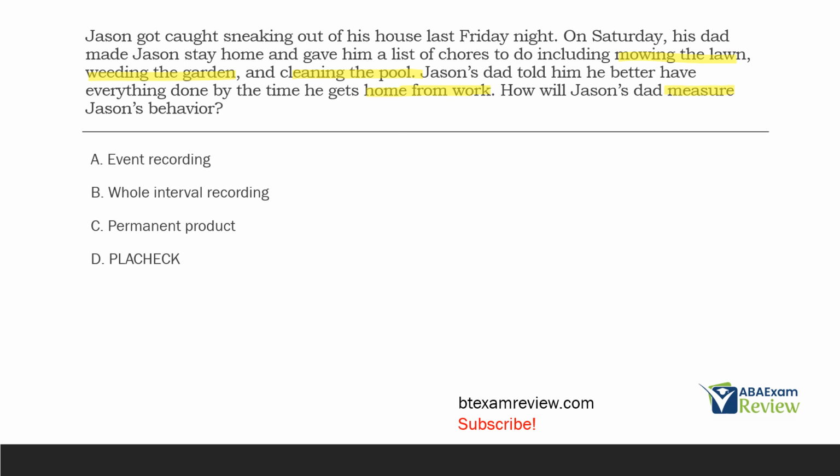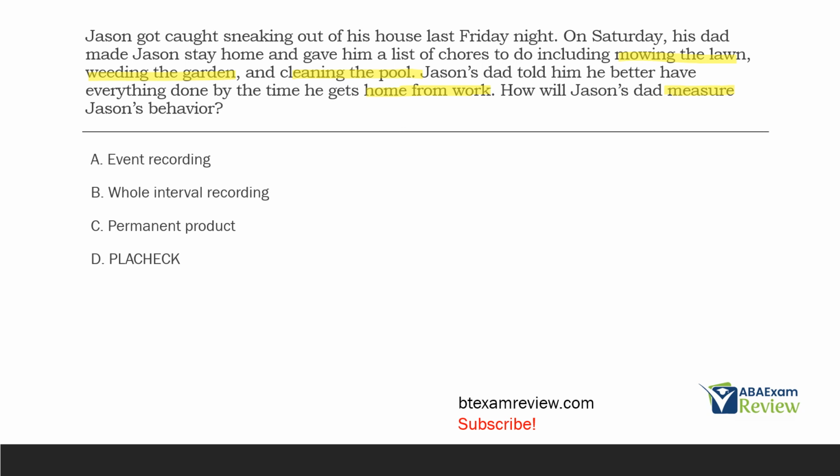Well, event recording is essentially recording every time something happens. It's more or less frequency recording during a functional behavior assessment. And in order to do event recording, Jason's dad needs to be present and taking some sort of count or frequency data. But Jason's dad is not there, so he can't take event recording. What about B, whole interval recording? Well, same thing. Even though whole interval is discontinuous, Jason's dad isn't going to be there to measure these outcomes. Either way, whole interval recording is not necessarily going to let Jason's dad know if these activities are done, right?